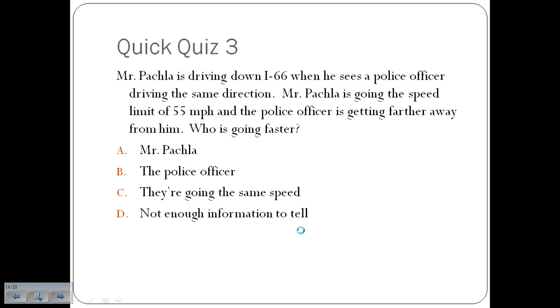I'm driving down I-66 when I see a police officer driving in the same direction. I'm going the speed limit of 55 miles per hour, and the police officer is getting farther away from me. Who is going faster? Go ahead and pause and restart when you're ready.